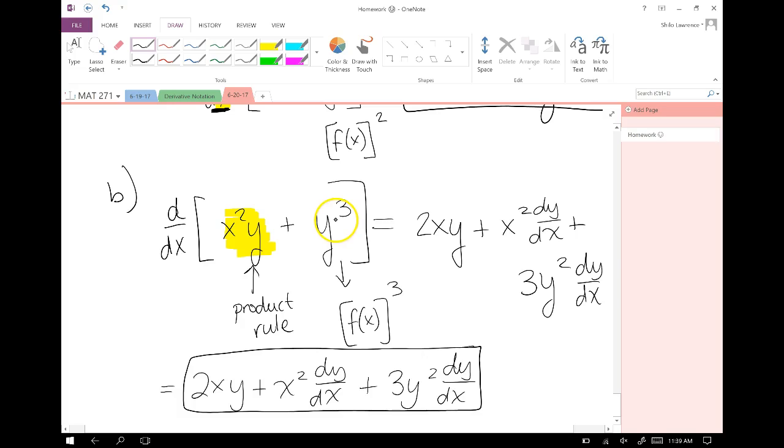So if you look at how we did y cubed, we did normal power rule, and then we also threw a dy dx on it. So you always do normal derivative rules on your y's, and then always attach a dy dx to it. If you've got a product between x's and y's, you have to do product rule. If you've got a quotient between x's and y's, you have to do quotient rule.